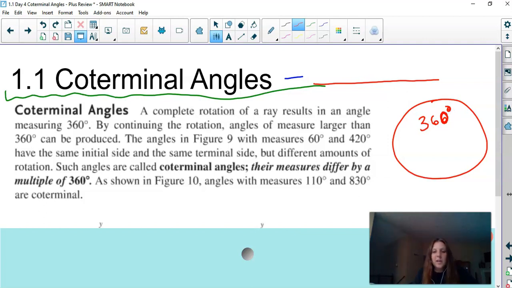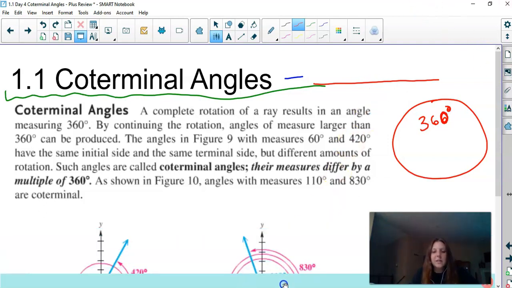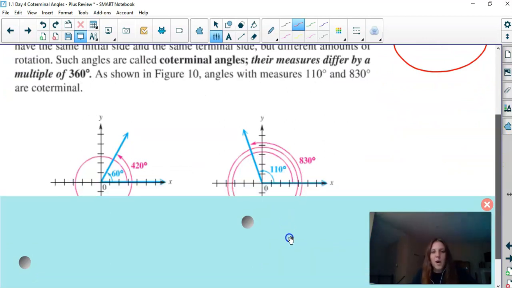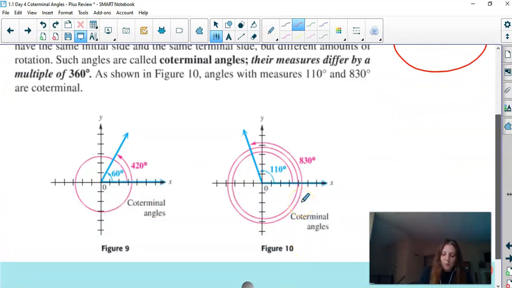So when we are talking about coterminal angles, these are angles that are sitting in the same position, but you have rotated around several times. So once or twice or many times. So for example, again, you don't have to write this down.